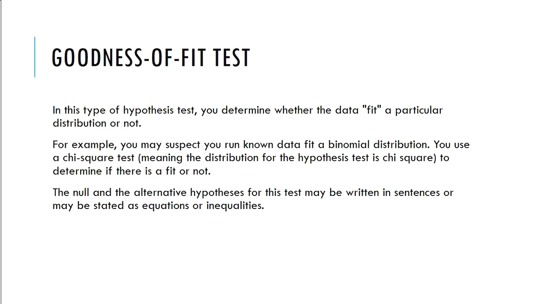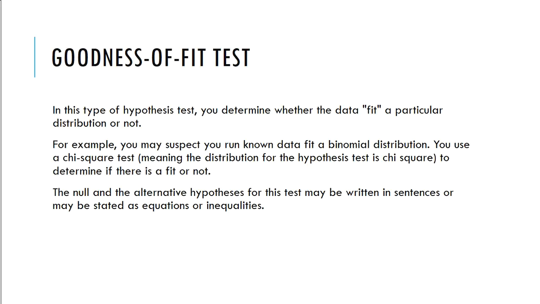So the first thing we're going to do is the goodness of fit test. In this type of hypothesis test, you're determining whether the data fits a particular distribution or not. For example, you may suspect your known data fit a binomial distribution. And a binomial distribution is almost like a yes or no question. Is this going to happen? Yes or no. So you use a chi-squared test, meaning the distribution for the hypothesis test is chi-squared, to determine if there's a fit or not.